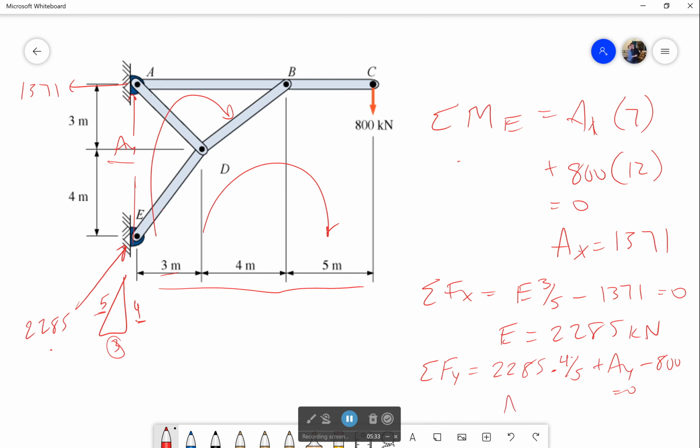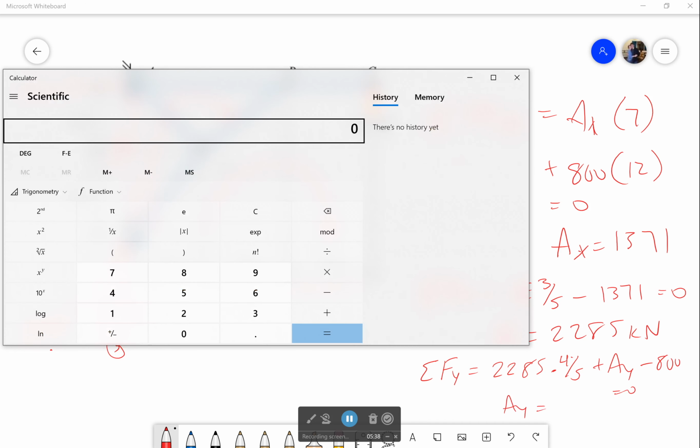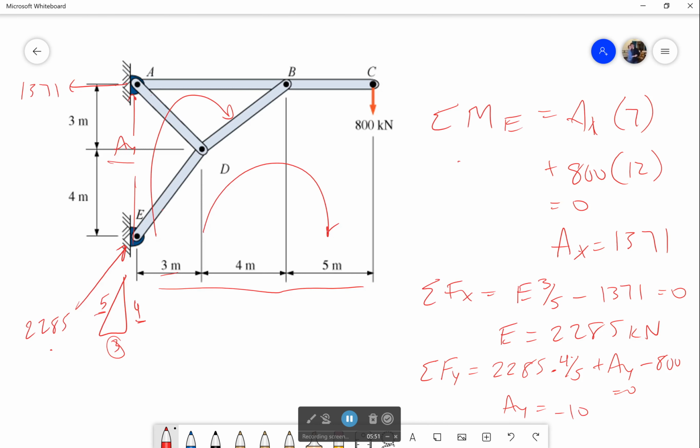And I will get that Ay is equal to, calculator, 2285 times 0.8 minus 800. So I'll get it's equal to negative 1028. Okay, negative 1028. So that's all my unknowns. I'm going to go ahead and change the direction on this one as well. 1028.